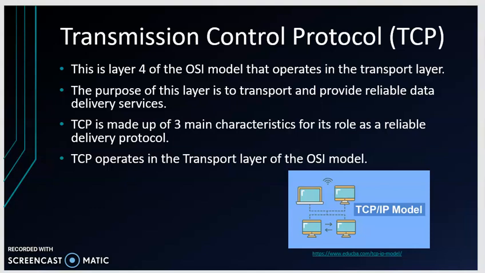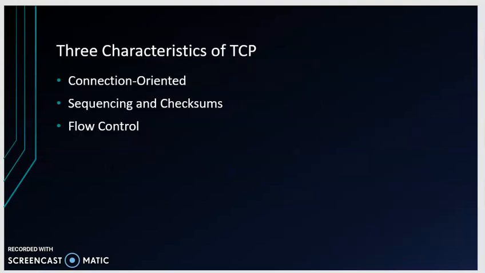It is made up of 3 main characteristics for its role as a reliable delivery protocol. TCP operates in the transport layer of the OSI model. The 3 characteristics of TCP are connection-oriented, sequencing and checksums, and flow control.